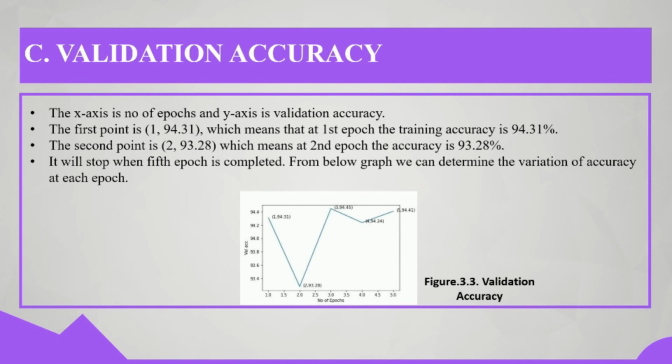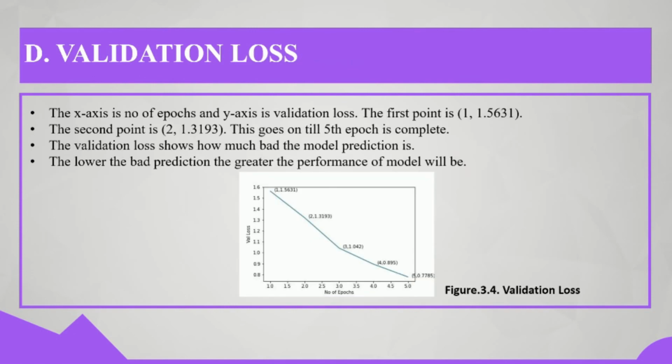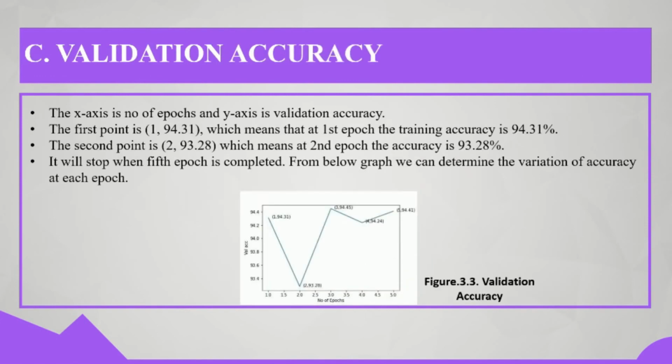The third graph is validation accuracy. Here also the x-axis is the same and the y-axis is changed. It is validation accuracy. The plotting is done in the same way as the previous graph, and it will also stop when the fifth epoch is completed. Moving on, the final graph is validation loss. Here the loss shows how bad the model prediction is. The lower the bad prediction, the greater the performance of the model will be, same as in the case of training loss.